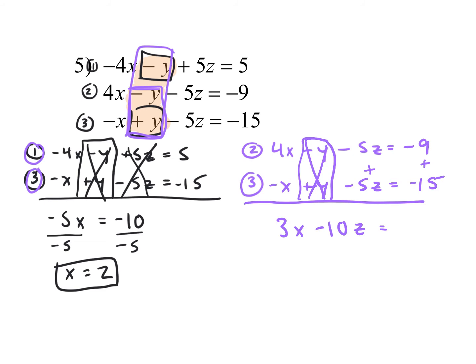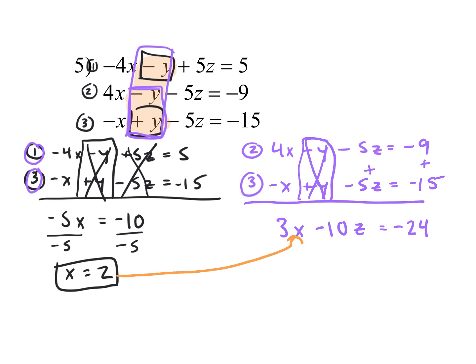Awesome. They're both negative, so you just add the numbers together and it stays negative. So negative 24. So here, I have an equation with two variables. Do I know what one of those variables are? I know x is 2, so what can I do to find z? Plug it in. So I'm going to plug in 2 into x.